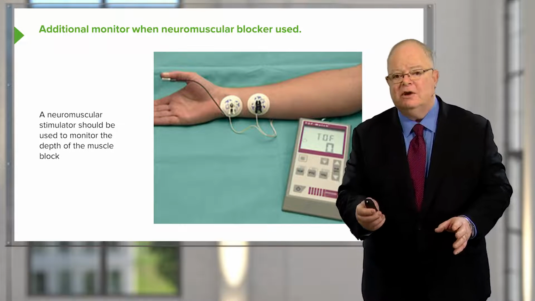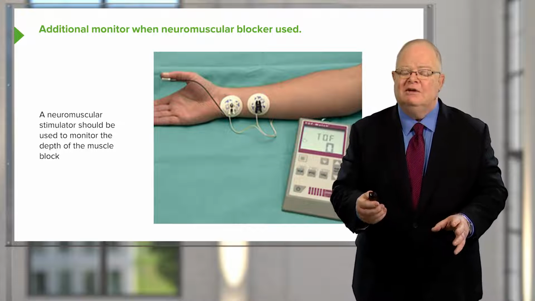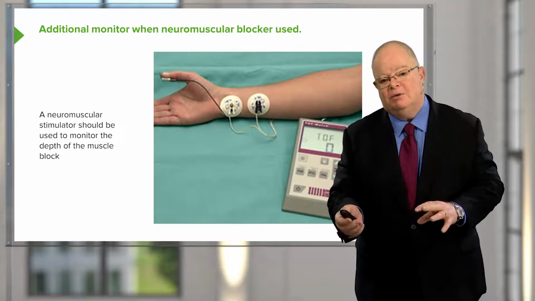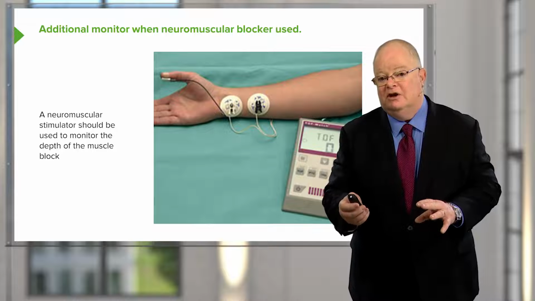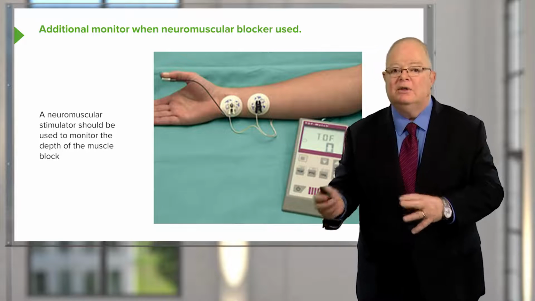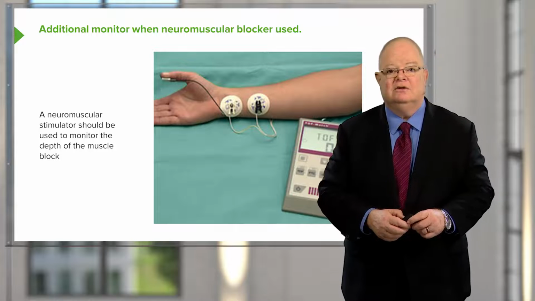And the assessment of the train of 4 can give us some indication of how deeply paralyzed the patient is, whether it's safe to proceed with intubation, whether it's safe to proceed with surgery, or at the end of the case, whether it's safe to attempt to reverse the patient.